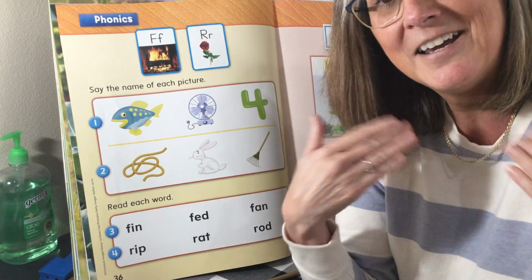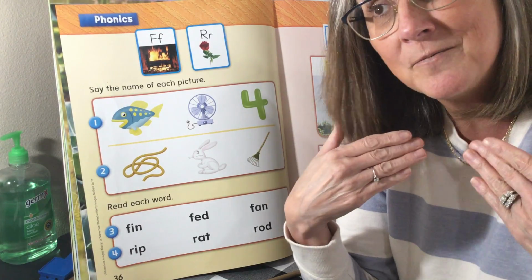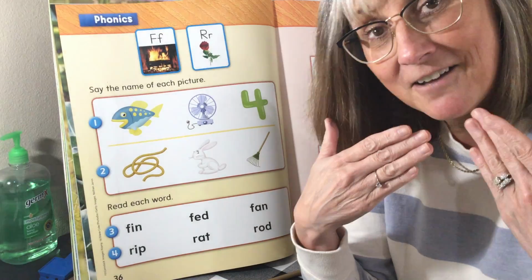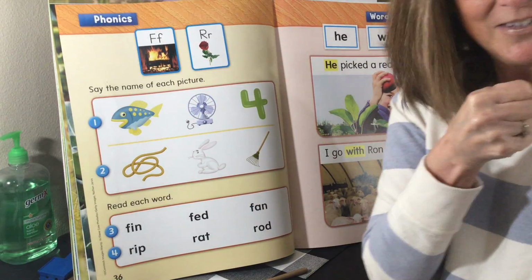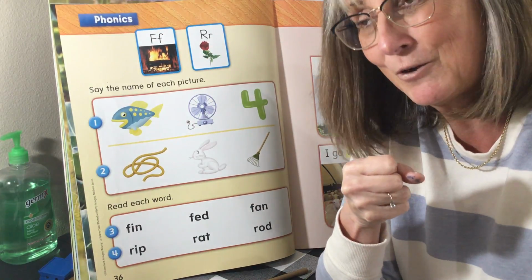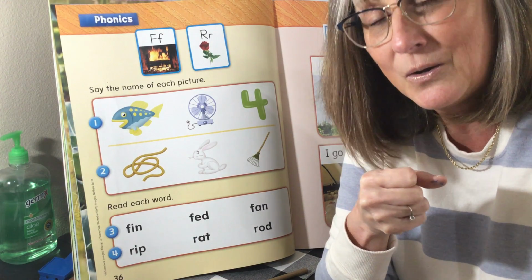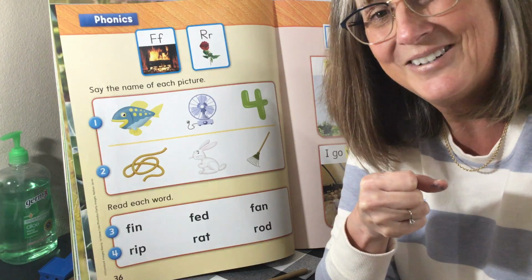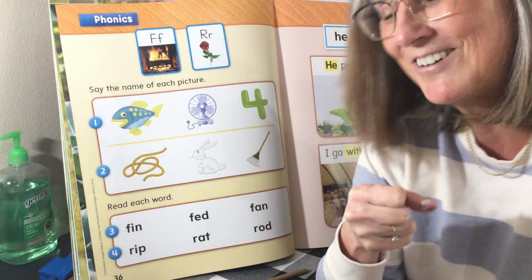Fire, fire, F, F, F. And then for rose, we just pretend to spell it, right? So rose, rose, do it with me. Rose, rose, R, R, R.